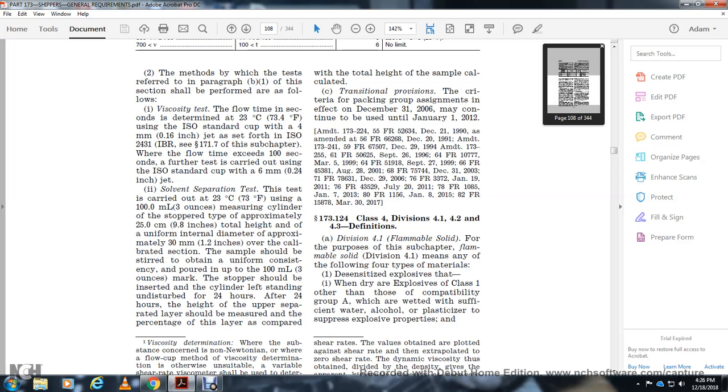Transitional provision: the criteria for package group assignment effective December 31st 2006 will continue to be based on January 1st 2012. 173.124, Class 4 and Division 4.1, 4.2, 4.3.